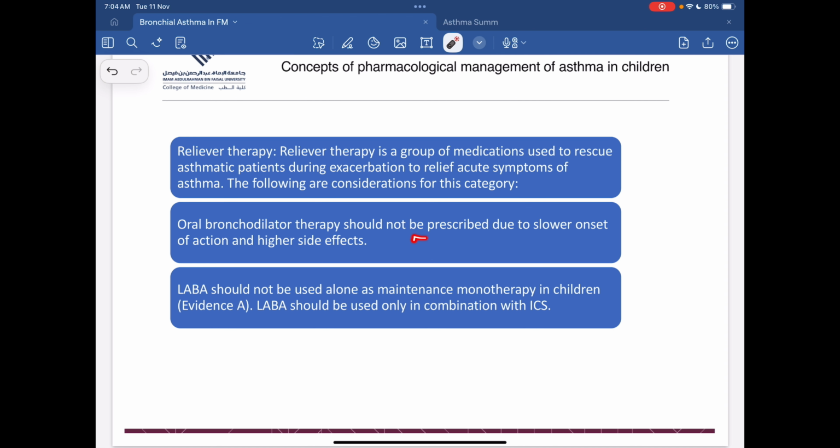Okay, but don't we put this inhaler in our mouth? We do, but no, this isn't oral. By oral we mean something that is swallowed. This is a metered dose inhaler, so it's inhalant, inhaled. LABA should not be used alone as maintenance monotherapy in children, and it should only be used in combination with ICS.